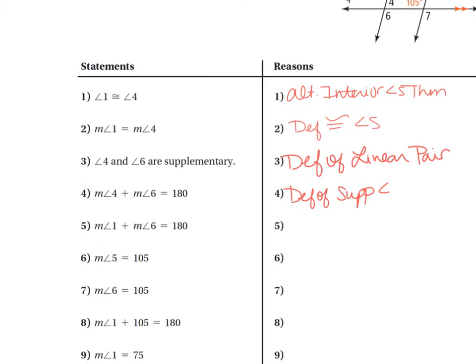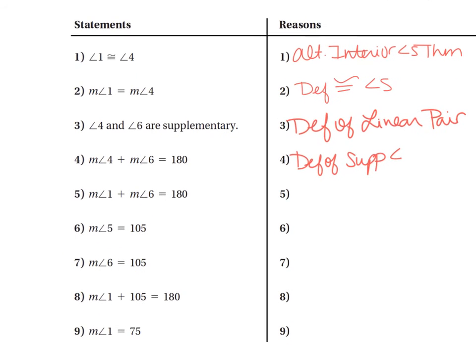Well, next one, line 5. This is when it starts getting a little tricky. Look at what changed from line 4 to line 5. All that changed was this first term, right? So how did they get there? It looks like up here they have the measure of angle 4, and right here they have the measure of angle 1. So what did they do? They just substituted. Since they already said angle 1 is equal to angle 4, wherever they saw angle 4, they just plugged in angle 1. So that would be the substitution property of equality.